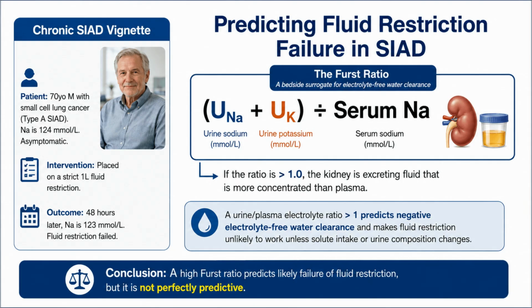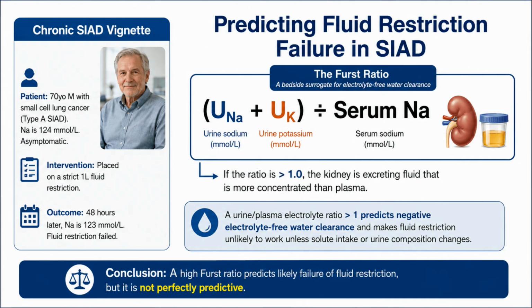One useful tool is the urine to plasma electrolyte ratio, urine sodium plus urine potassium, divided by serum sodium. If that ratio is above 1, the urine electrolyte concentration is higher than plasma. The kidney is excreting fluid that is relatively electrolyte-rich, meaning the retained water is effectively electrolyte-free. Fluid restriction is less likely to work unless intake is extremely low or urine composition changes. It is not perfect, but it is clinically helpful. A high ratio tells you that the kidney is not giving you much water clearance to work with.